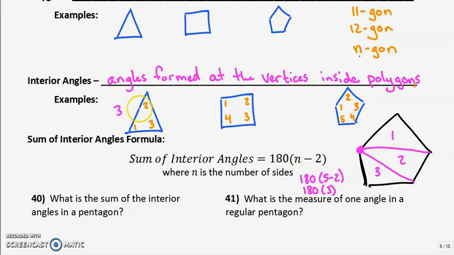A 3-sided figure is a triangle, and there's just one triangle there. A 4-sided figure, you can draw one line across it to make 2 triangles, so 4 minus 2 gives us our 2 triangles. And a 5-sided figure, as I just did, gives 5 minus 2, which is 3 triangles. So that's where the n minus 2 is coming from in this formula. We're going to put this to use in a moment.